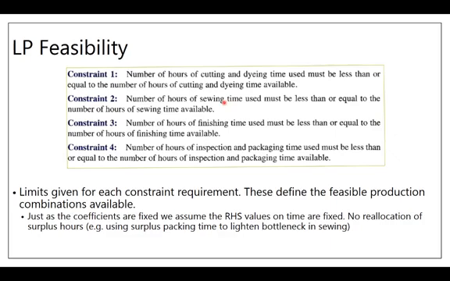The feasibility is going to be determined by those constraints, so the number of hours for sewing time must be less than or equal to the number of hours available. So we're familiar with all these constraints. They give the limit or the outer boundary that will determine feasible production. We assume the coefficients are fixed, and we assume the right hand side values are fixed. So there's no reallocation of surplus hours. If something doesn't get used on the right hand side, it is gone, or it is not of use to us. We don't get to charge it back or sell it at the end without explicitly putting that in.